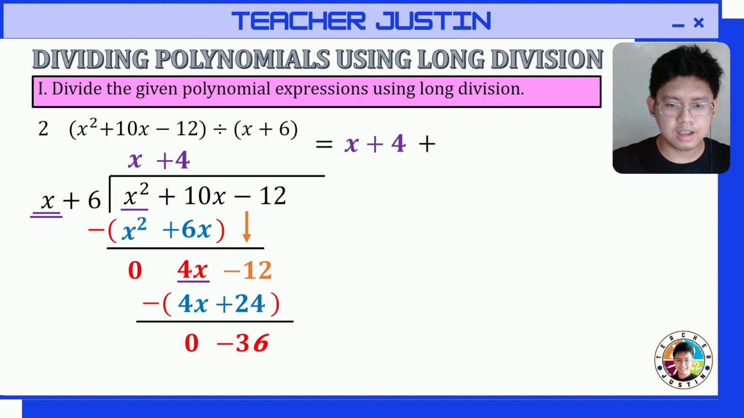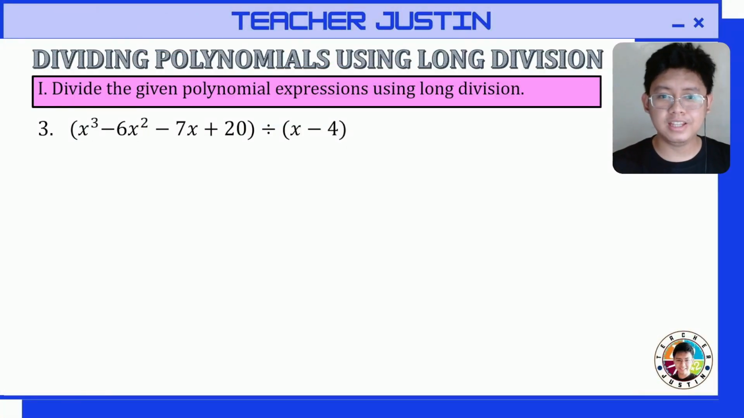So, since we have a remainder of negative 36, we will have plus, then a fraction bar. The numerator will be the remainder, negative 36. In the denominator we put the divisor, so we will write x plus 6 in our denominator. And that's it. Our final answer will be x plus 4 plus negative 36 over x plus 6.